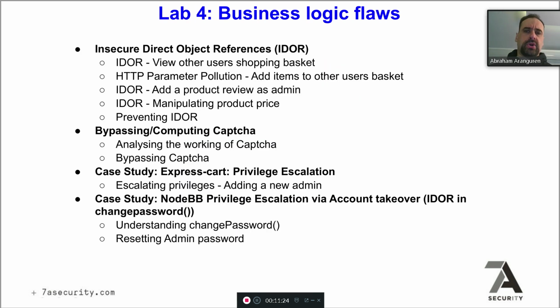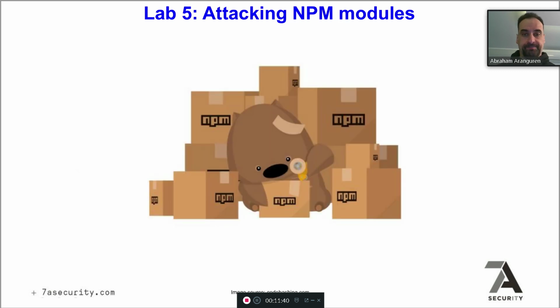Then in Lab 4, we talk about business logic flaws, so insecure direct object references, bypassing and computing CAPTCHA, privilege escalation in Express, right? So lots of case studies from real applications. Another privilege escalation through an account takeover, right?